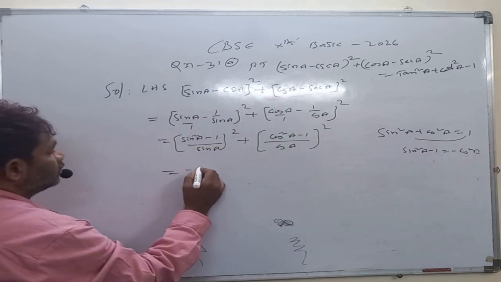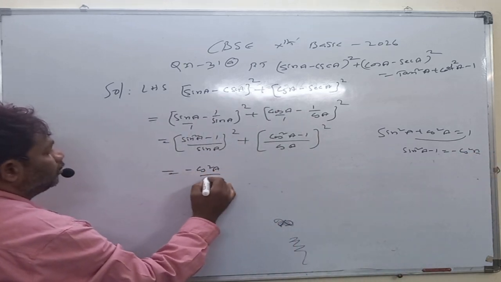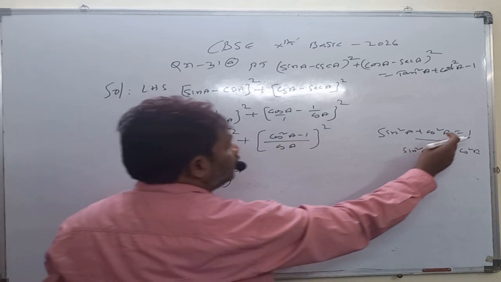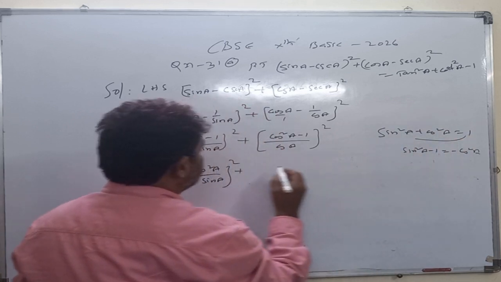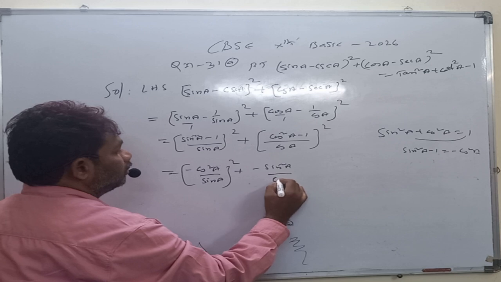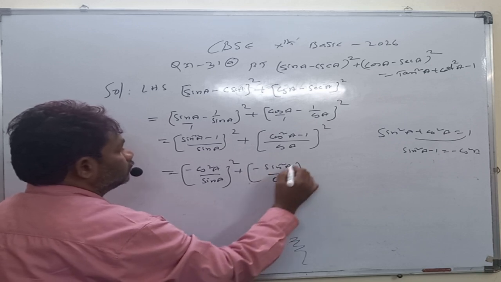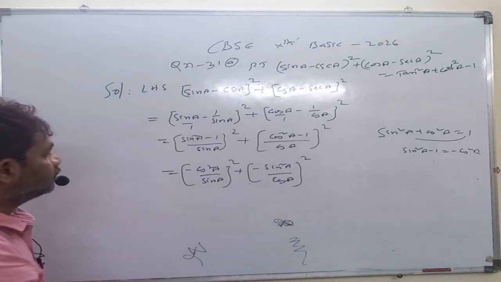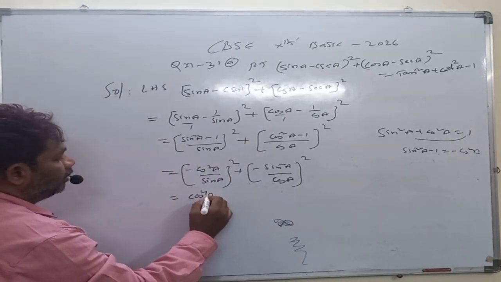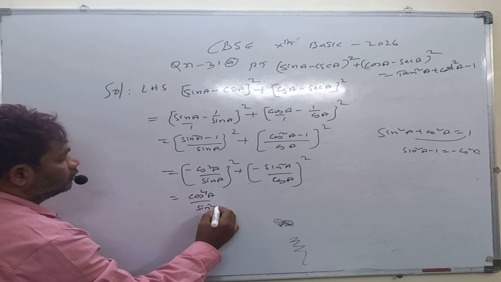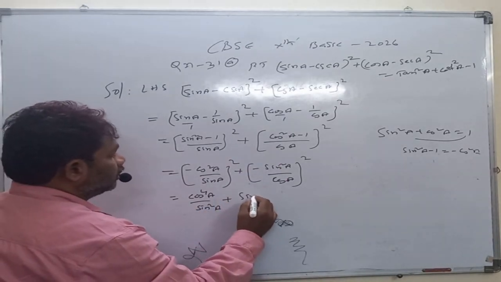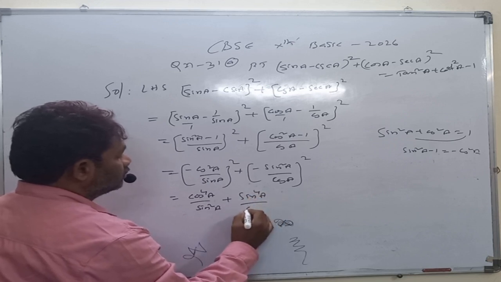So this is (minus cos square A by sin A) whole square. Here cos square A minus 1 is equal to minus sin square A, by cos A whole square. Now we should take the whole square. Minus whole square means plus, so we get cos power 4 A by sin square A, and here also minus square is plus, so sin power 4 A by cos square A.